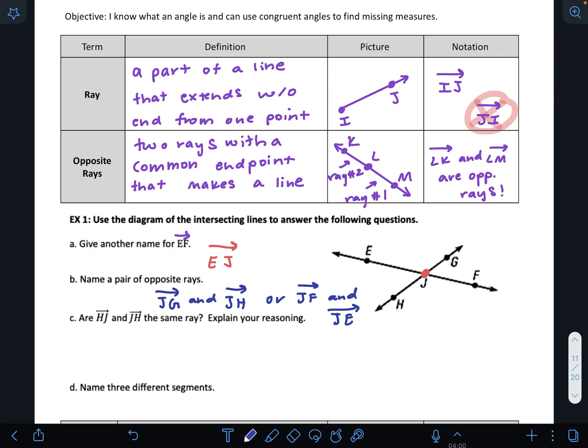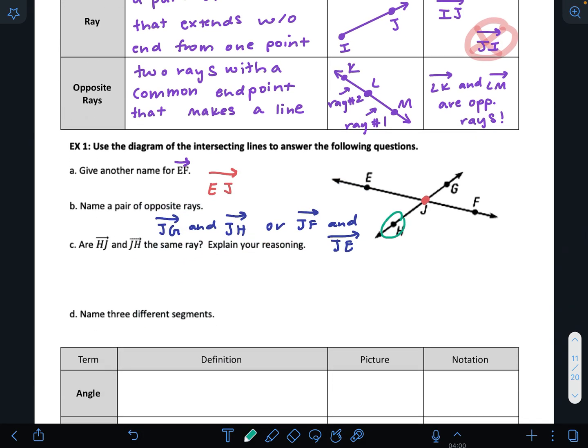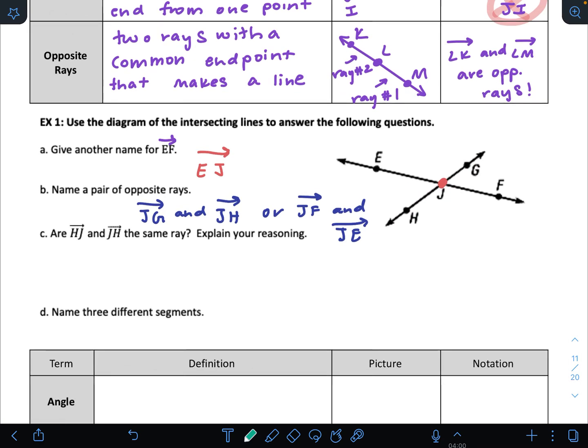Then we're asked, are ray HJ and ray JH the same ray? Explain your reasoning. So ray HJ starts at H, goes through J, while ray JH starts at J and goes through H. So those are actually not the same ray, and it's because you cannot just change the letters when you are talking about notation for rays. So these are not the same ray, and the reason is they have different endpoints and they point in different directions.